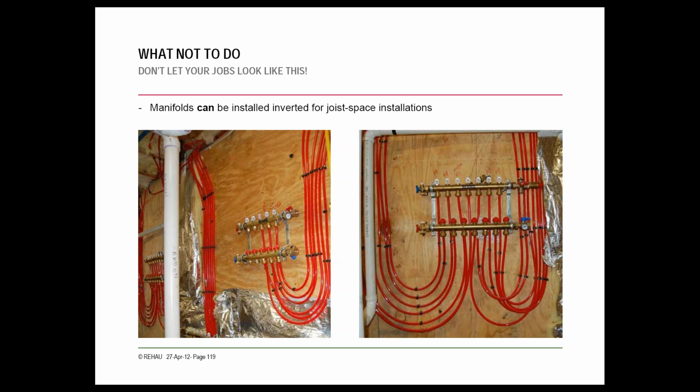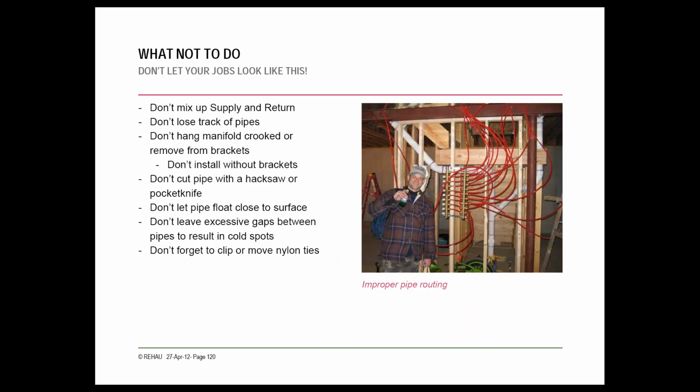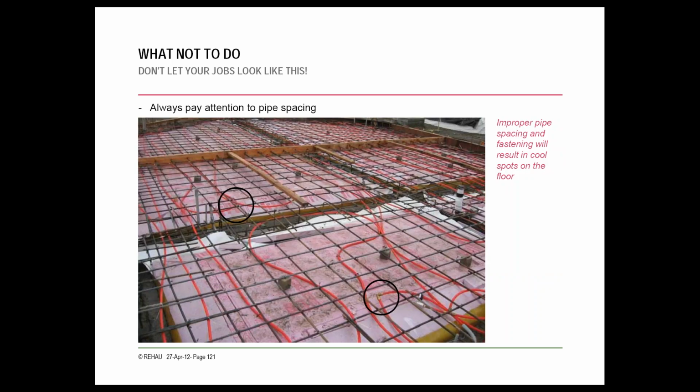Manifolds can be installed in any locations, as I mentioned, and any orientation. So do not add 50 feet of extra pipe by doing this. Just simply turn your manifold upside down. And maybe don't do this.